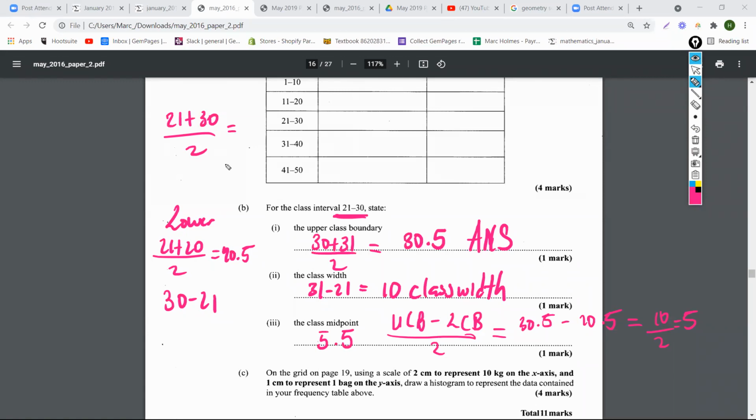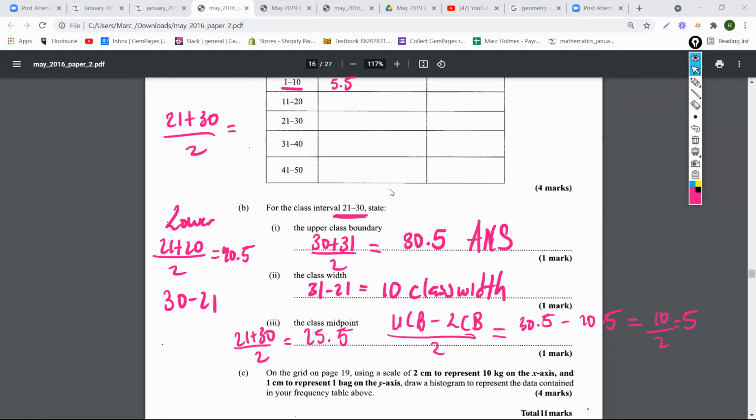So 21 plus 30 divided by 2 would be 25.5. I think that would make sense. I think the midpoint for the first class is 5.5. But yeah, 21 plus 30 divided by 2, that would be 25.5. That would be the midpoint for that class. I think that makes perfect sense. But in the answers, it's showing me 5.5. It's a little unusual to me. So I think it would be 25.5 still.